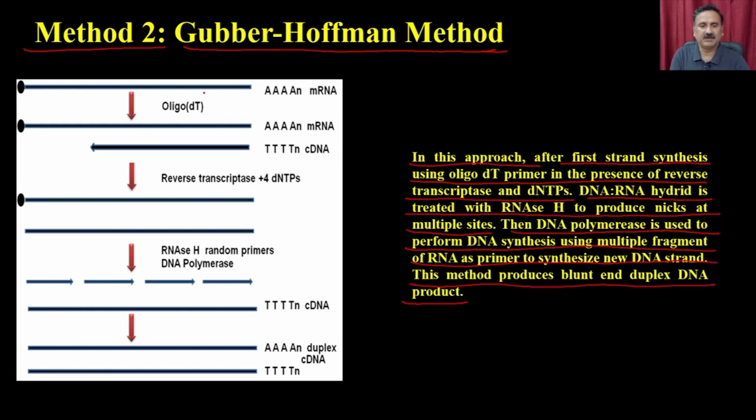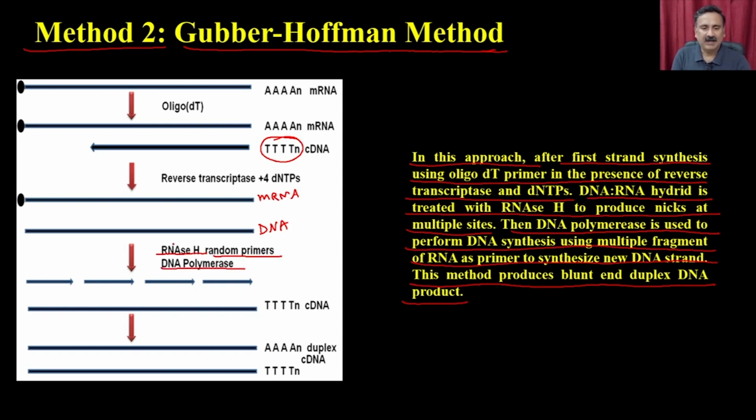So, the first step is the same as in homopolymer tailing, where you add the poly T primers, and with the help of the reverse transcriptase, it is going to give you the messenger RNA and the first strand of the DNA. And now what you are going to do is add the RNase H, the random primers and DNA polymerase.